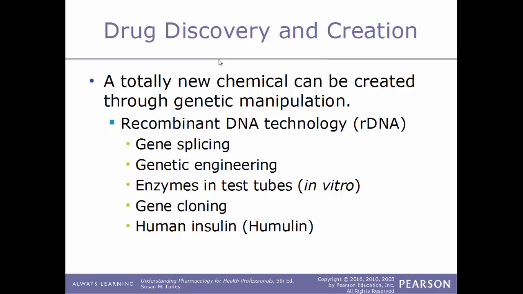You can also generate a new chemical through genetic manipulation. And by doing so, you are creating recombinant DNA, or rDNA. You are recombining DNA to get a new structure, a new compound. It's done so by gene splicing, or genetic engineering, or in vitro procedures, gene cloning, and the creation of human insulin, or humulin, for example.